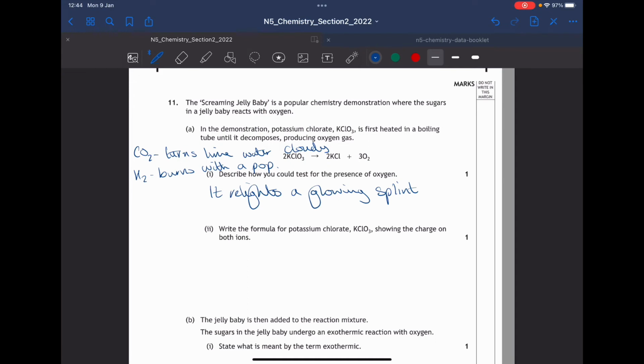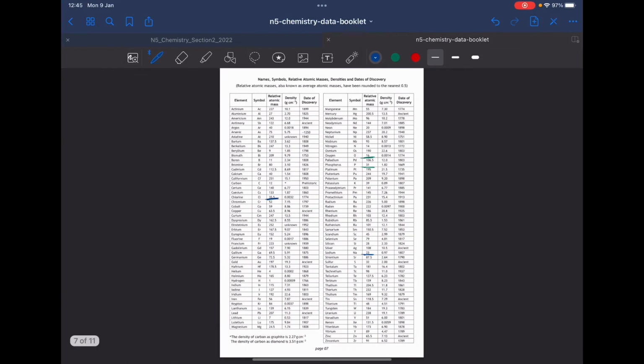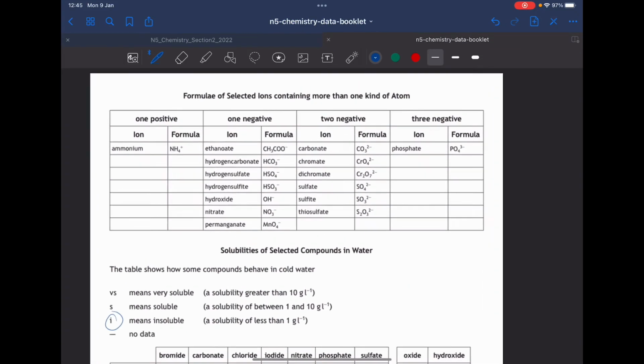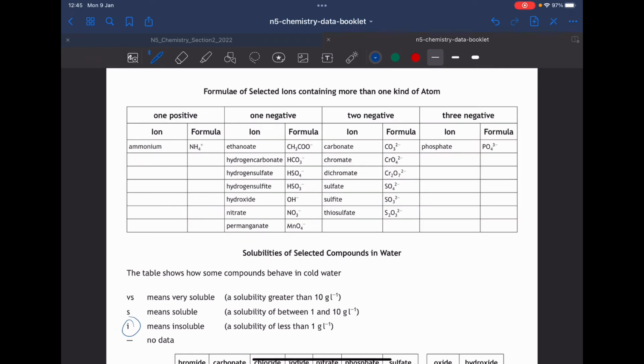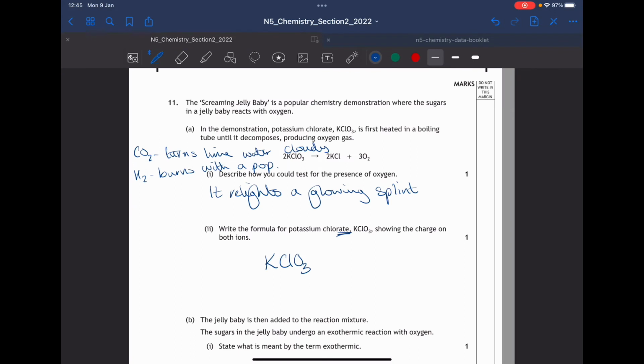Then part 2, write the formula for potassium chlorate, showing the charge on both ions. So this is asking for an ionic formula. So we've got potassium and chlorate. Remember, anything that ends in 8, you can find on page 8 of the data booklet. So we'll go and look at the charge of chlorate first. So chlorate is not actually on this table, which makes this question much more difficult.